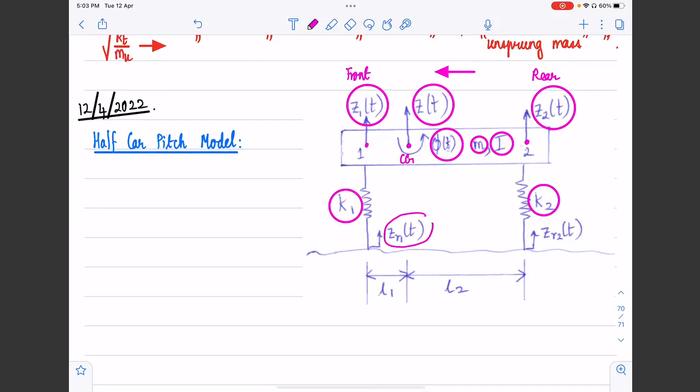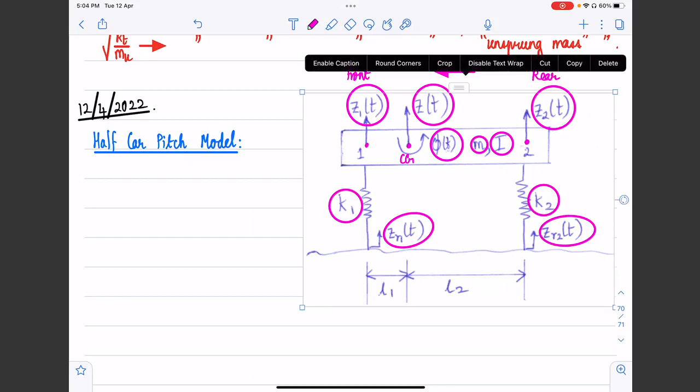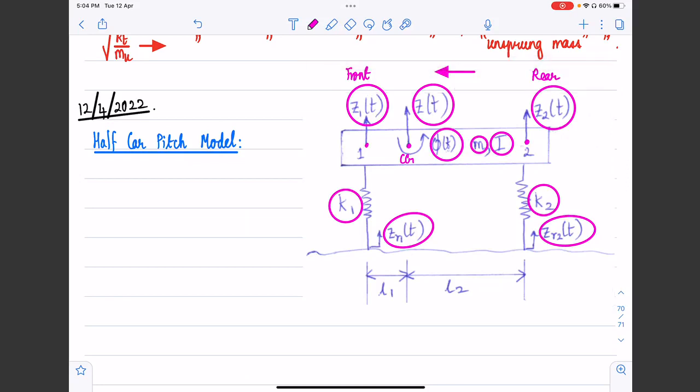ZR1 and ZR2 indicate the road vertical displacement profile at the front and the rear respectively. The longitudinal position of the center of gravity is indicated by L1 and L2. As usual, L1 plus L2 is going to be equal to capital L, which is the wheelbase of the vehicle. I hope all these terms are clear to us.